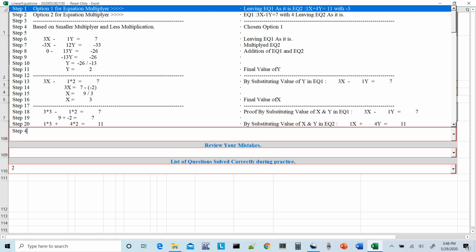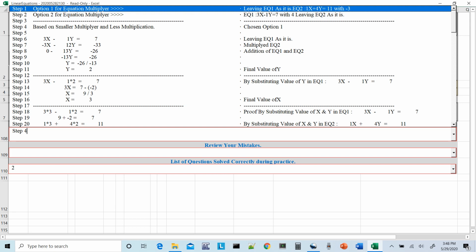What it has done is it left equation 1 as it is. The equation 1 was 3x minus 1y is equal to 7, so that equation it left as it is. But it multiplied equation 2 with minus 3. So the equation 1x plus 4y is equal to 11 becomes minus 3 into 1, minus 3x, minus 3 into 4, minus 12y, and minus 3 into 11 is minus 33. So step number 7: minus 3x minus 12y is equal to minus 33.